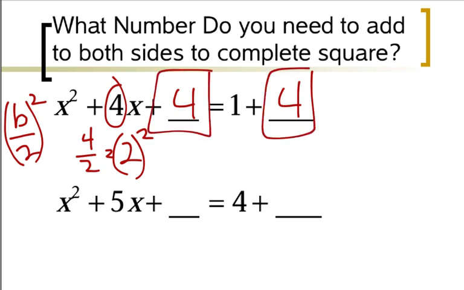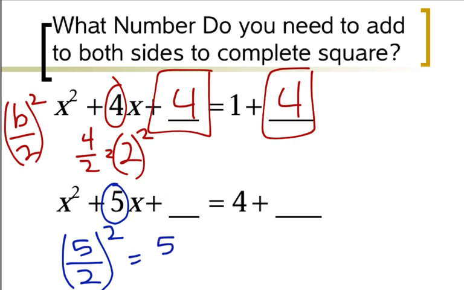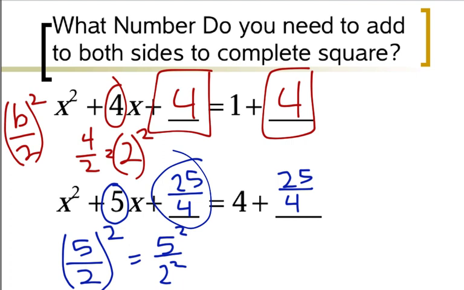Second problem, same thing. B is 5. Take your 5, divide it by 2, and you square it. Now this time it's not an easy number, but you should take 5 divided by 2 squared. You don't want to give me the decimal, you just want to give me 5 squared. By the way, how you square a fraction is you square the top and you square the bottom. So really this is just 25 over 4. Okay? And that is your answer for these questions.